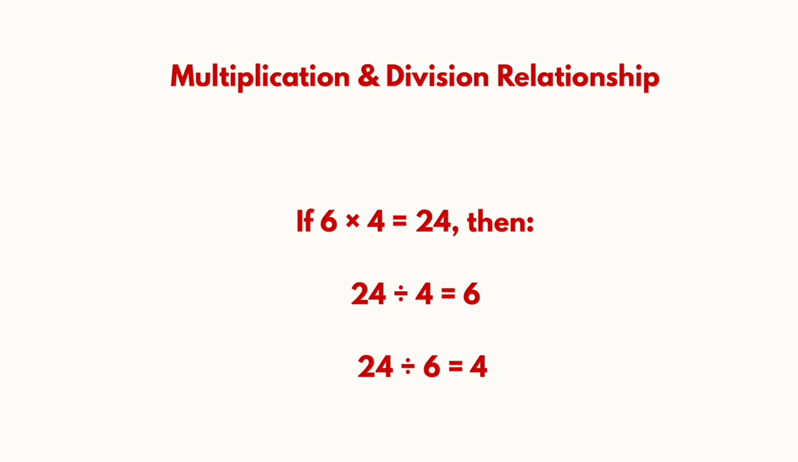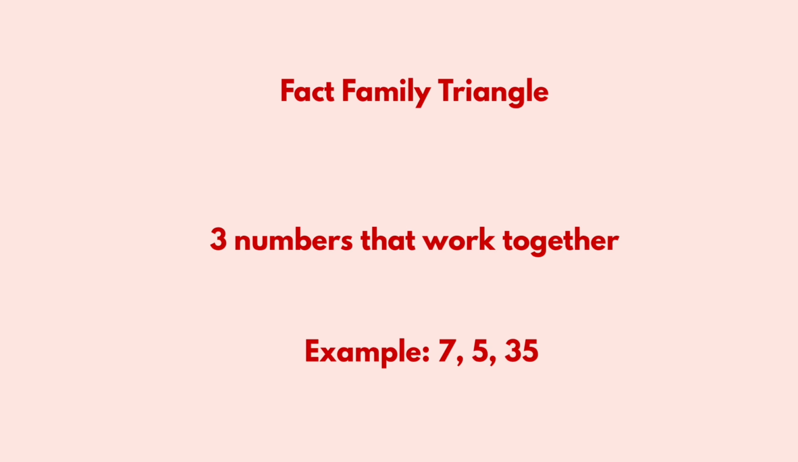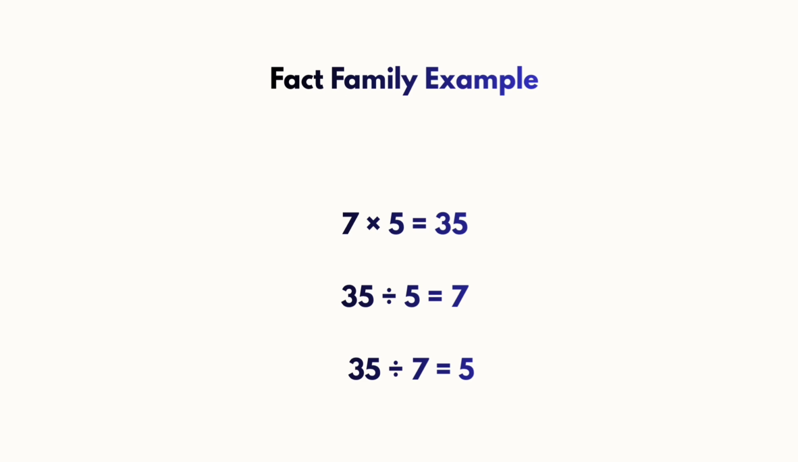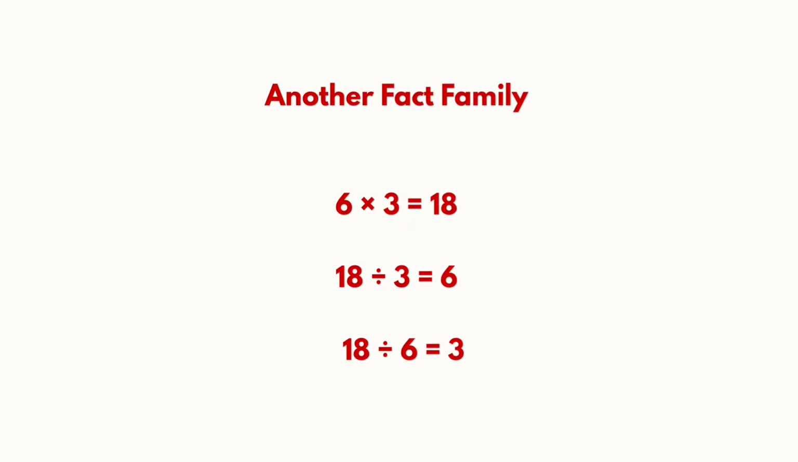Now there is a relation between multiplication and division. How? If 6 multiply 4 is 24, then 24 divided by 4 is 6, or 24 divided by 6 gives us 4. Okay. We have a fact family example now. 7 multiply 5 gives us 35. If we write 35 divided by 5 gives us 7, or 35 divided by 7 gives us 5. Also another fact family: 6 multiply 3 is 18, or 18 divided by 3 gives us 6, or 18 divided by 6 also gives us 3.